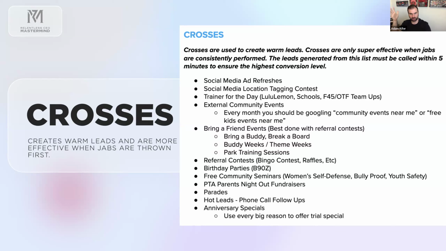Park training sessions, which is something that Roland Osborne made really popular. I think those are great to do as well. Referral contests, birthday parties. Talk to Chris Casamassa if you're not sure how to run successful birthday parties. He's got a great program. Doing free community seminars. We just run a boosted post when we do these. Okay, you run a boosted post for like a 5 to 10 mile radius around your location, and it works really well. Doing PTA fundraisers where you team up with them and you donate the profit from your parents' night out to the PTA. Parades, doing your phone call follow-ups.